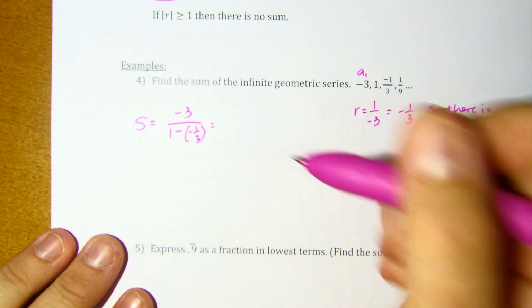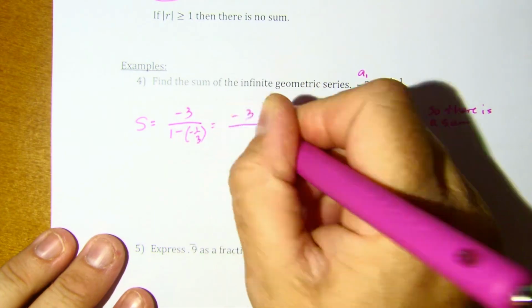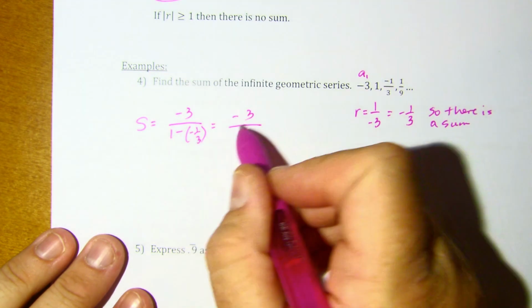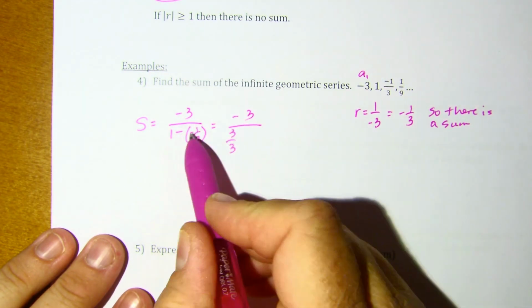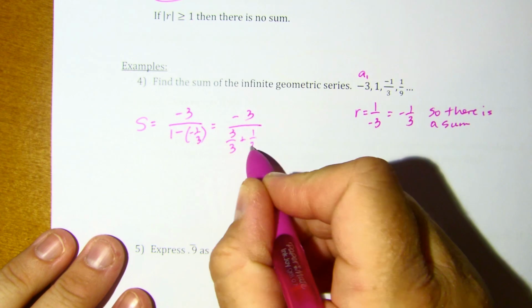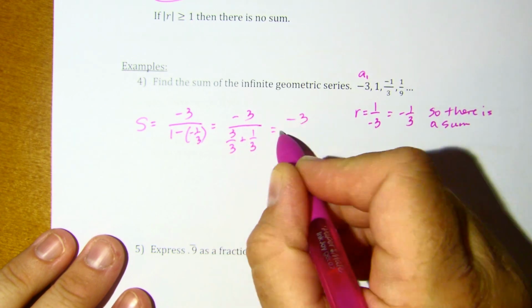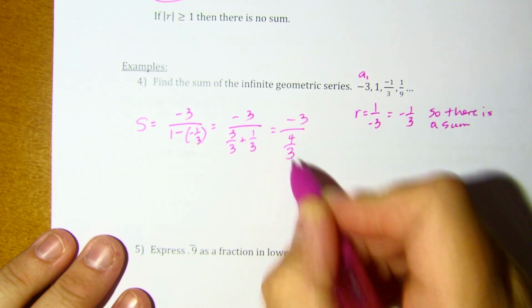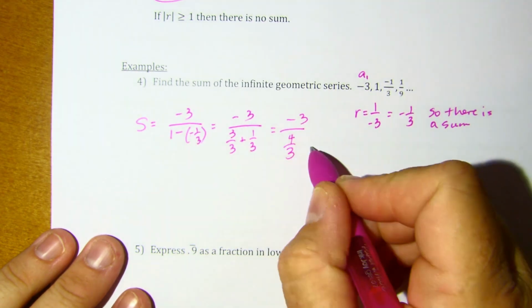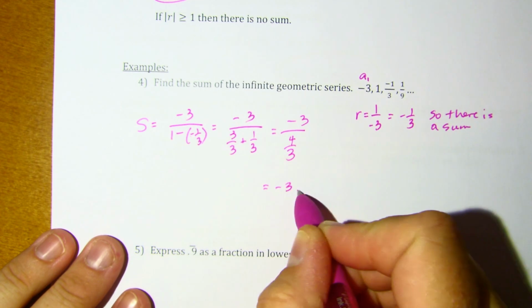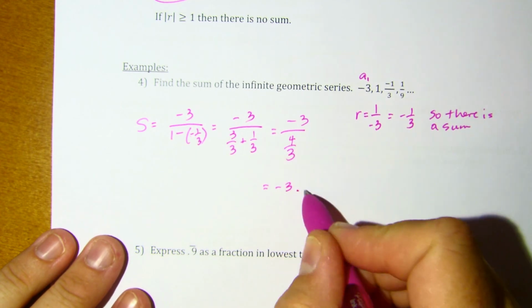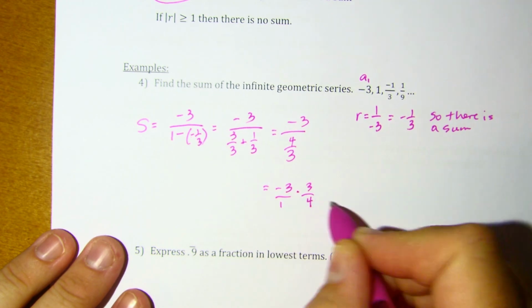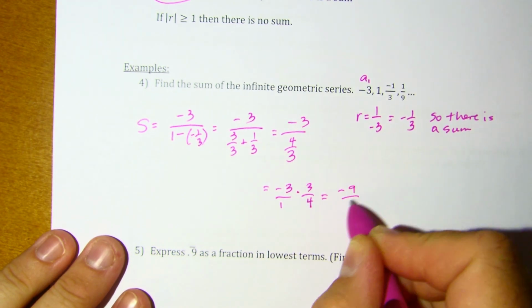Well, to simplify this, we have -3 over, and then in order to simplify the bottom here, I'm going to rewrite 1 as 3 over 3, and a negative times a negative is a positive. So -3 over 1 plus, or 3 plus 1 is 4/3. And when we divide fractions, that becomes -3 times, and then the reciprocal, 3 over 4. And you can rewrite -3 as -3 over 1 if you want, and that becomes -9/4.